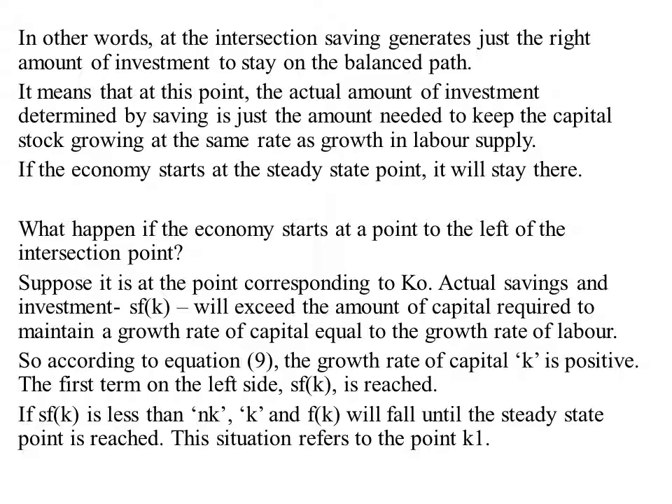The first term on the left side, that is s f of K, is higher, so the economy returns to equilibrium. If s f of K is less than nK, K and f of K will fall until the steady state point is reached. The situation refers to the point K1. If the economy is at point K1, s f of K is less than nK, so K and f of K will fall until the steady state point is reached.